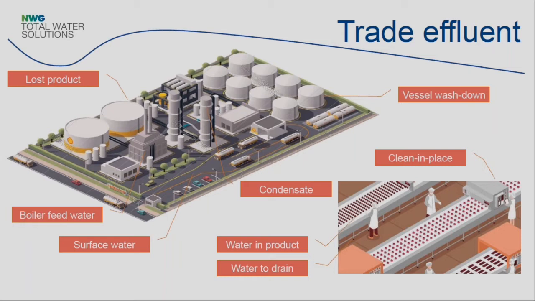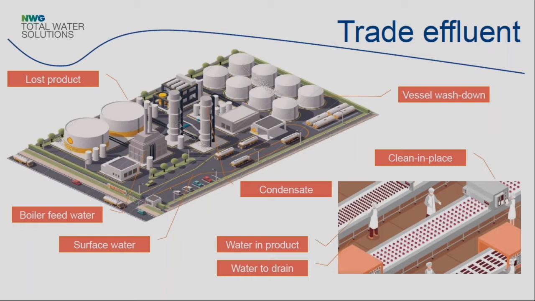So it could be lost product. Product gets spilled, it could end up in the drains. It could be boiler blowdown. It could be surface water that goes into the trade effluent sewers. Could be from vessel washdowns and things like that. And how this process works in manufacturing areas is, when it's allowable, thinking about lockdown restrictions, is going onto site and physically looking at all of these things, because there could be options which are very simple to implement.